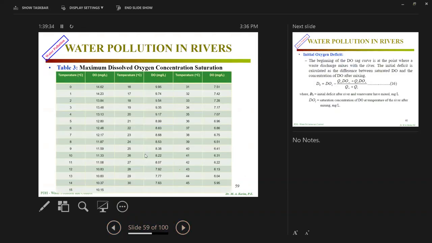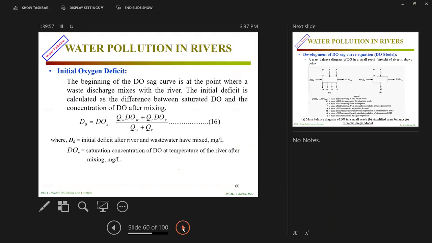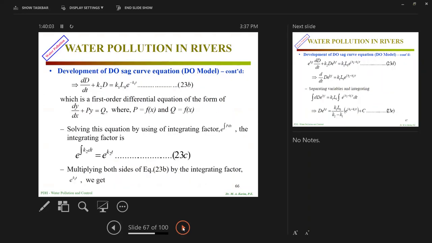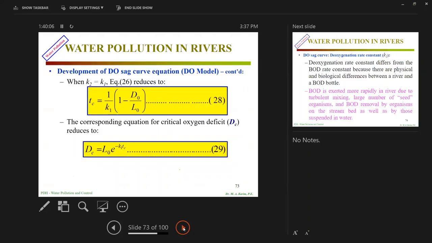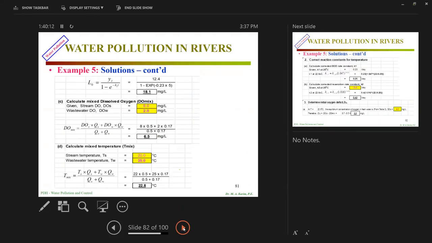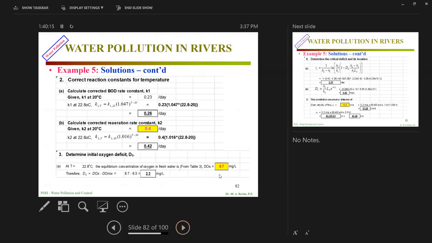So it's 22.8 degrees Celsius. Here it is 22, here it is 23. If I do the interpolation, it looks like it could be very close to that, not close to that. So this is 8.68, then it's going up. So I use 8.7. It may not be exactly right, but if you do the linear interpolation, probably it will come to 8.71 or 8.70. It's very close, right? So that's what I had here, 8.7.